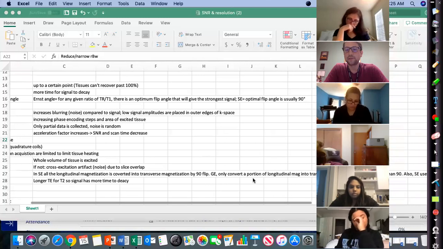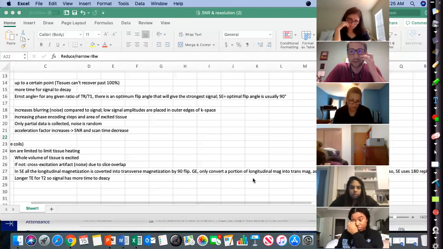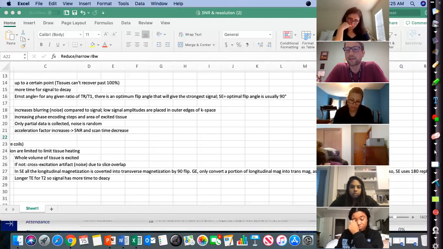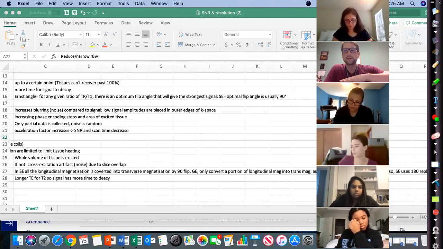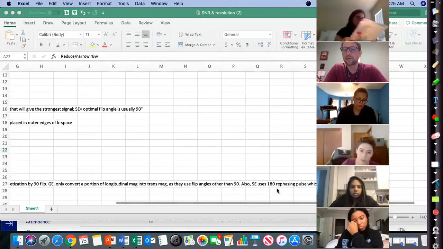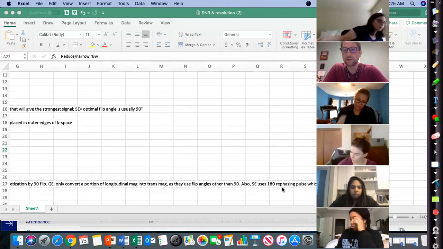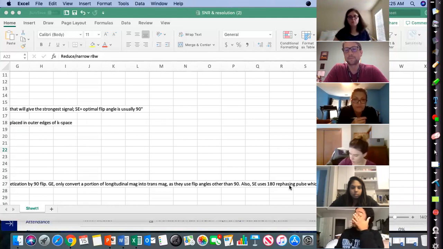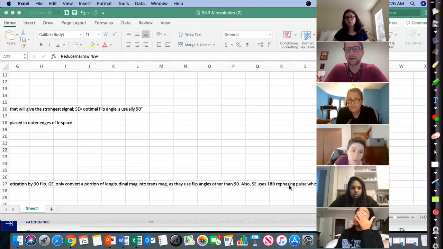Gradient echoes typically have really short TRs, and so typically have flip angles smaller than 90 degrees. And we know from our PowerPoint that 90 degrees typically gives us our optimal signal for a spin echo. I also put here, spin echoes have these 180-degree refocusing or rephasing pulses, which are more efficient at boosting our signal back up than gradient rephasing.